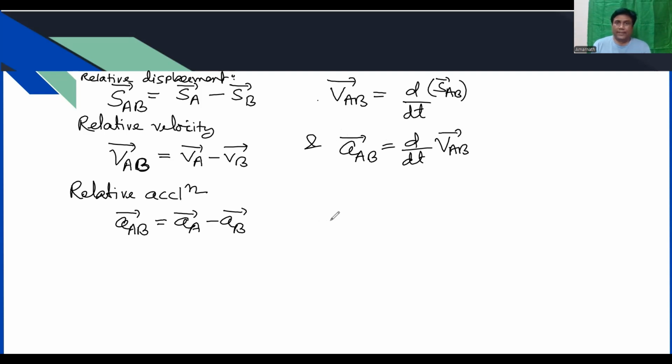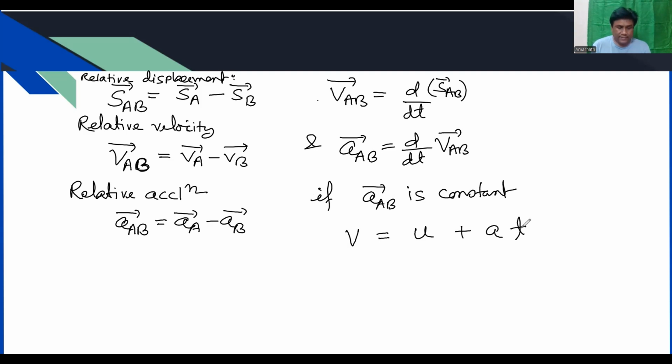Okay. And one more thing, if acceleration of A with respect to B is constant, so all equations of motion will be valid. What are the equations of motion? First equation is V equal to U plus A T. So here it will be velocity of A with respect to B, initial velocity of A with respect to B, acceleration of A with respect to B. Okay, this equation is also valid. This is the first equation.